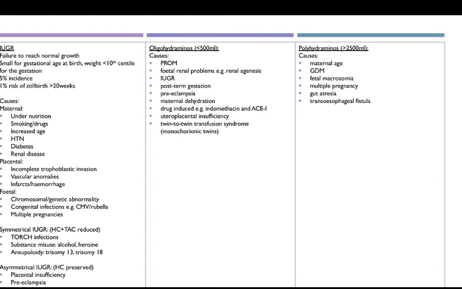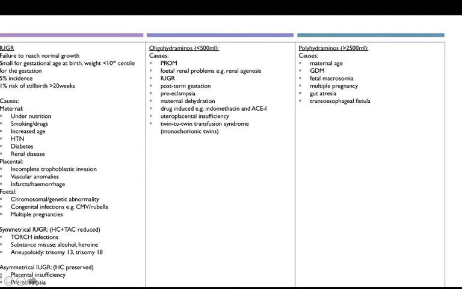So if you have multiple pregnancies, there's an increased risk of intrauterine growth restriction. Congenital infections, so CMV and rubella, and chromosomal abnormalities as well can lead to intrauterine growth restriction. You can subcategorize intrauterine growth restriction into symmetrical and asymmetrical. In symmetrical, both the head circumference and the abdominal circumference are reduced. That means the brain development has been affected, and it usually presents earlier.